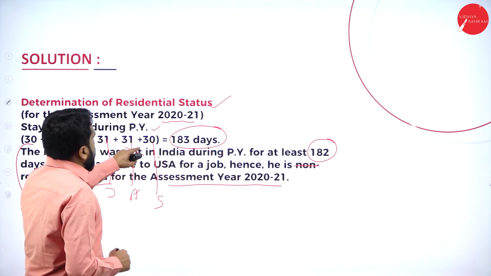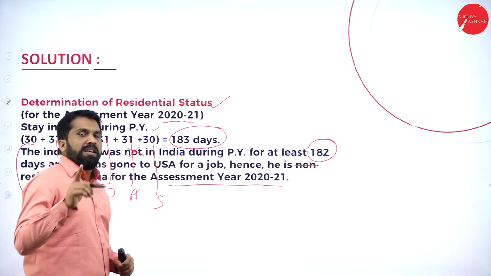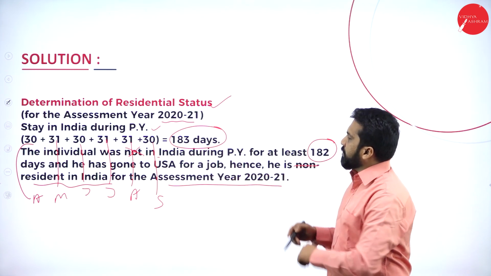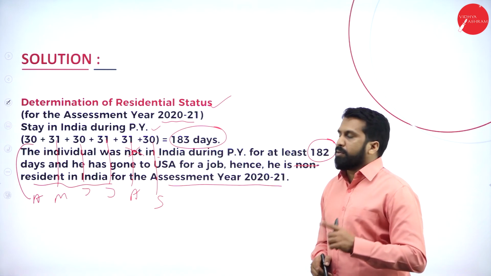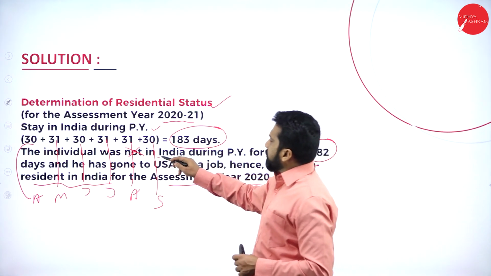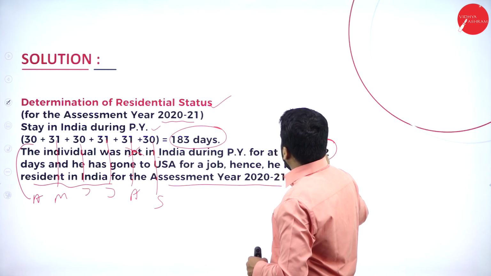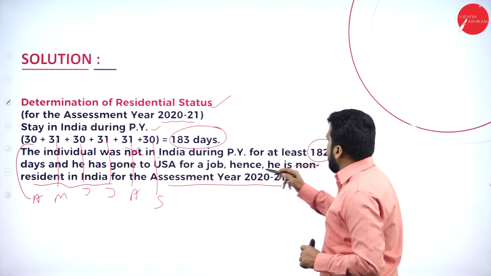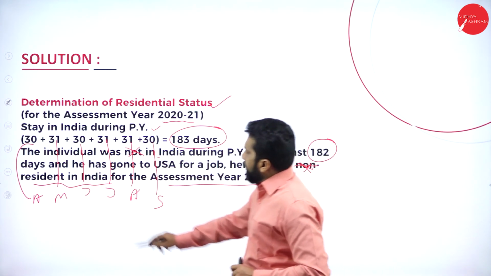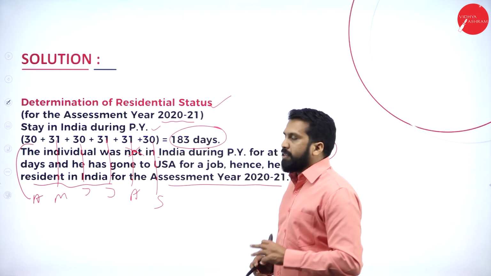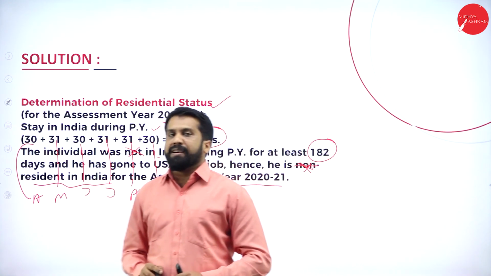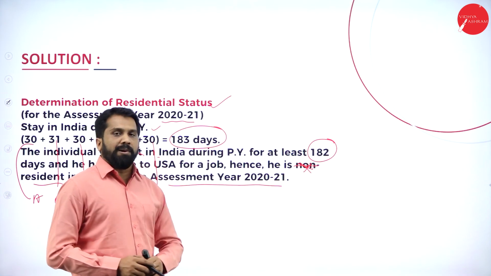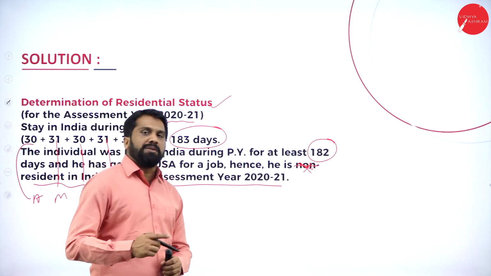Why? Because as per the calculation, how many days was he there? He was there for 183 days. If he was there for 183 days, it means it is more than 182. So we consider that he was in India during the previous year for at least 182 days, and he has gone to the USA for a job. Hence, he is a resident in India for the assessment year 2020-2021. If it is less than 182 days, then we should call him a non-resident. Clear? Yes, we'll go for the next one.